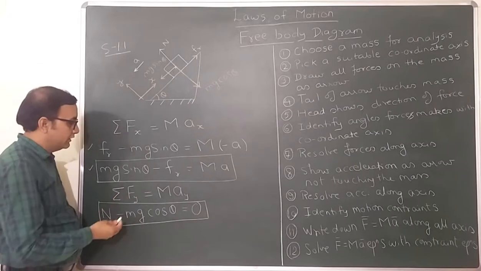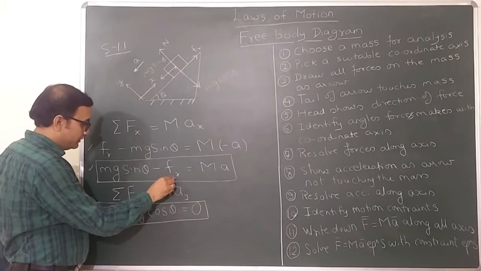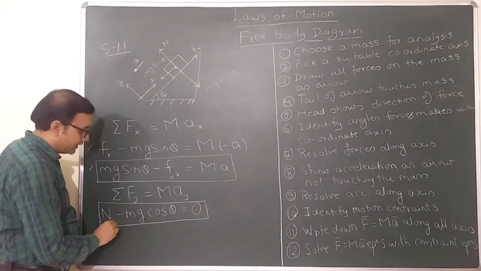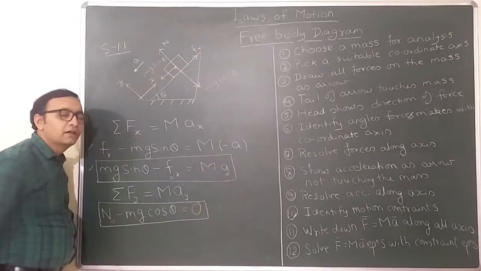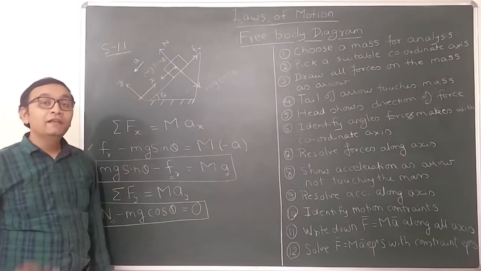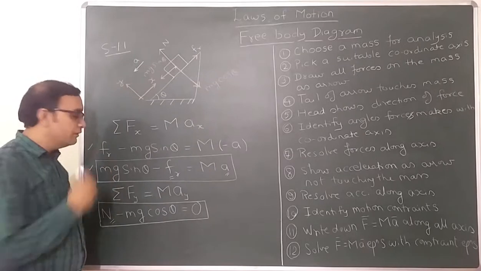Now, how many variables are there? Let us count. Fr is one variable, normal is second, and acceleration is third. So we have three variables. We need a third equation. We can't solve it like this.